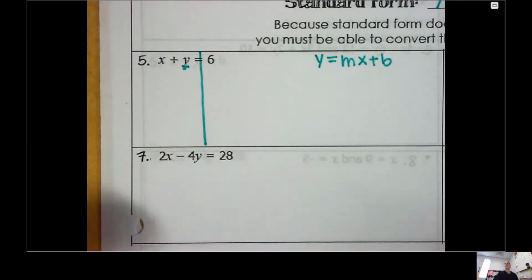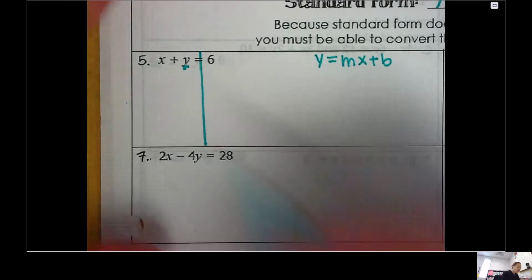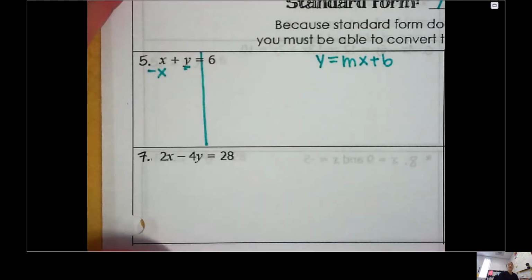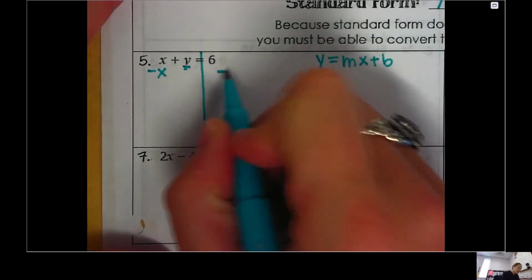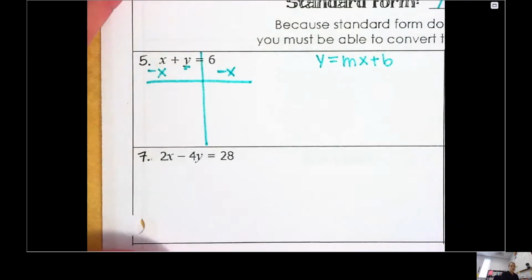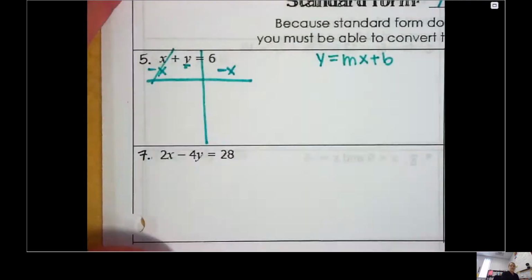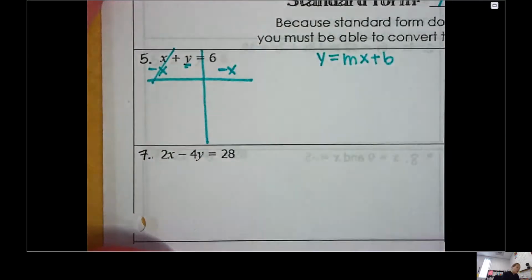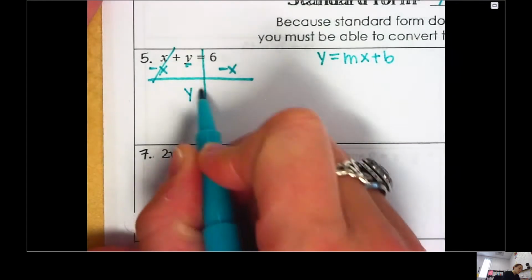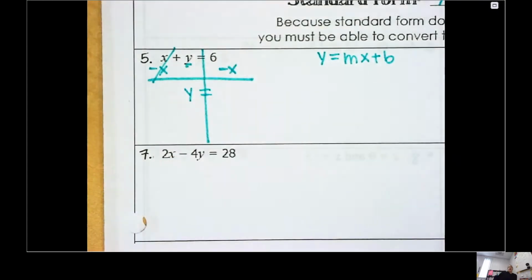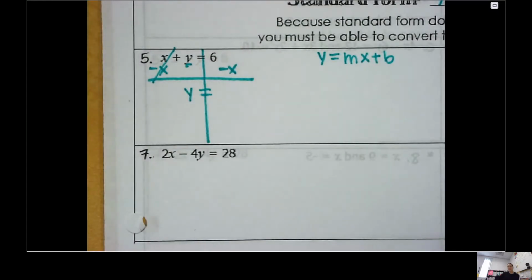This is just like a regular algebra problem. I'm going to take that x and move it over by subtracting it. Minus x. Whatever I do on one side of the equation, I better do the other. Okay, now watch. Here's what happens. My x's cancel. I've got y equals. Now, it's literally 6 minus x.